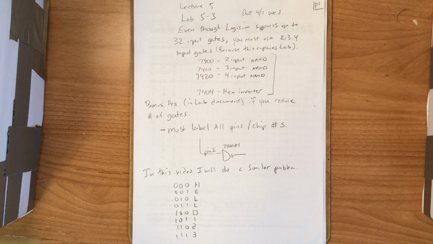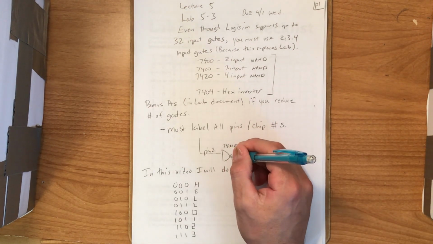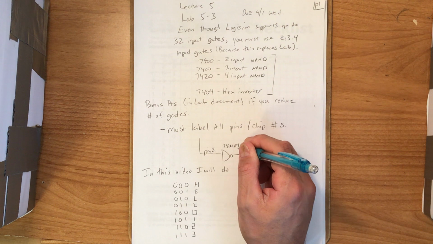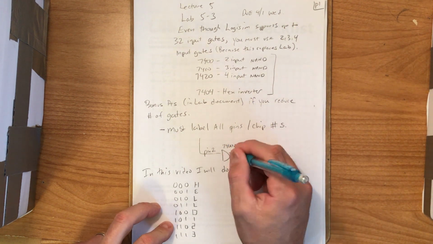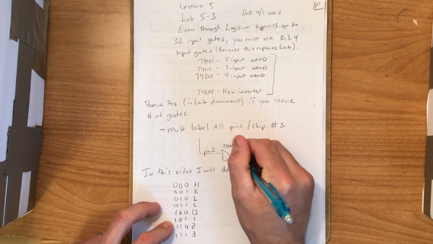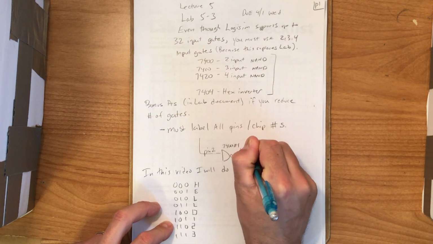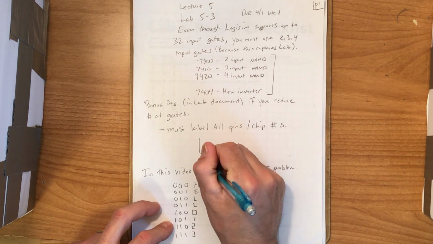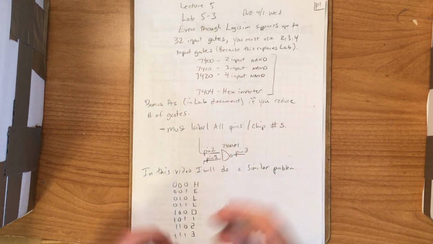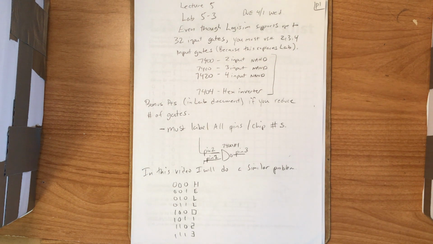Also, since it's replacing a lab, every single pin needs to be labeled. So this NAND gate is coming from my first 7400 chip. This would be pin 3. And this might be pin 1. These two could be swapped. That's the idea. And I'm going to do this in the video.